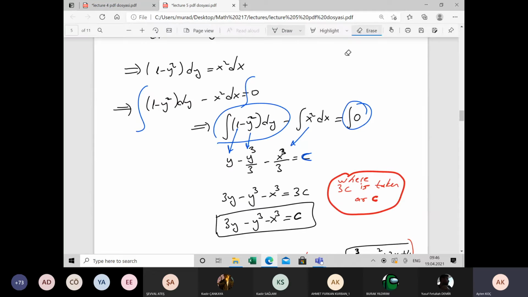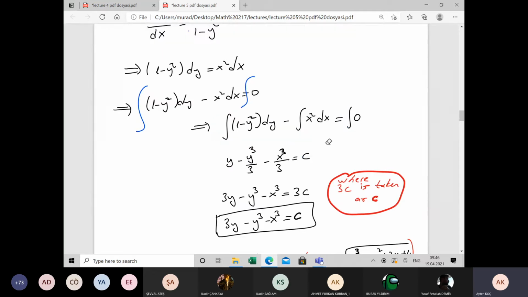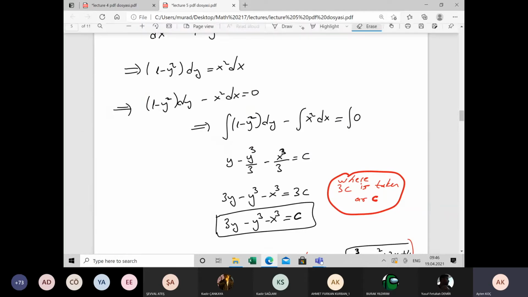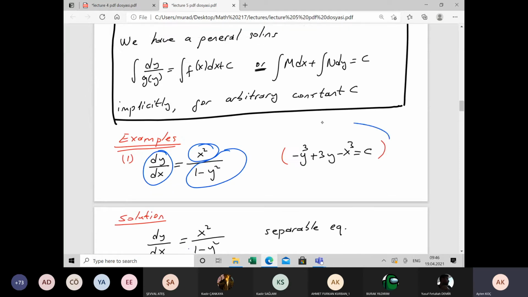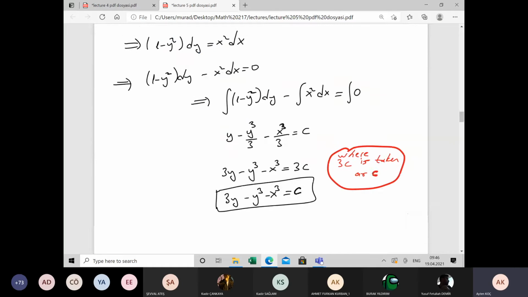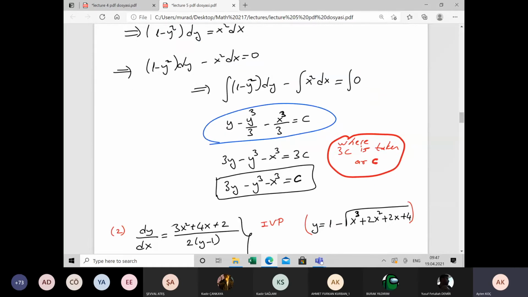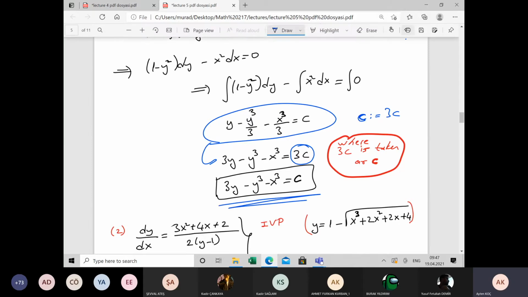It will be better to rewrite our solution. Our aim is to get the solution in this form. This one is enough, but to get our result, multiply by 3, so we obtain this one. And 3 times C can be written as C, abuse of notation, and we define the bold C as 3C. So we obtained our solution, abuse of notation. Any question?